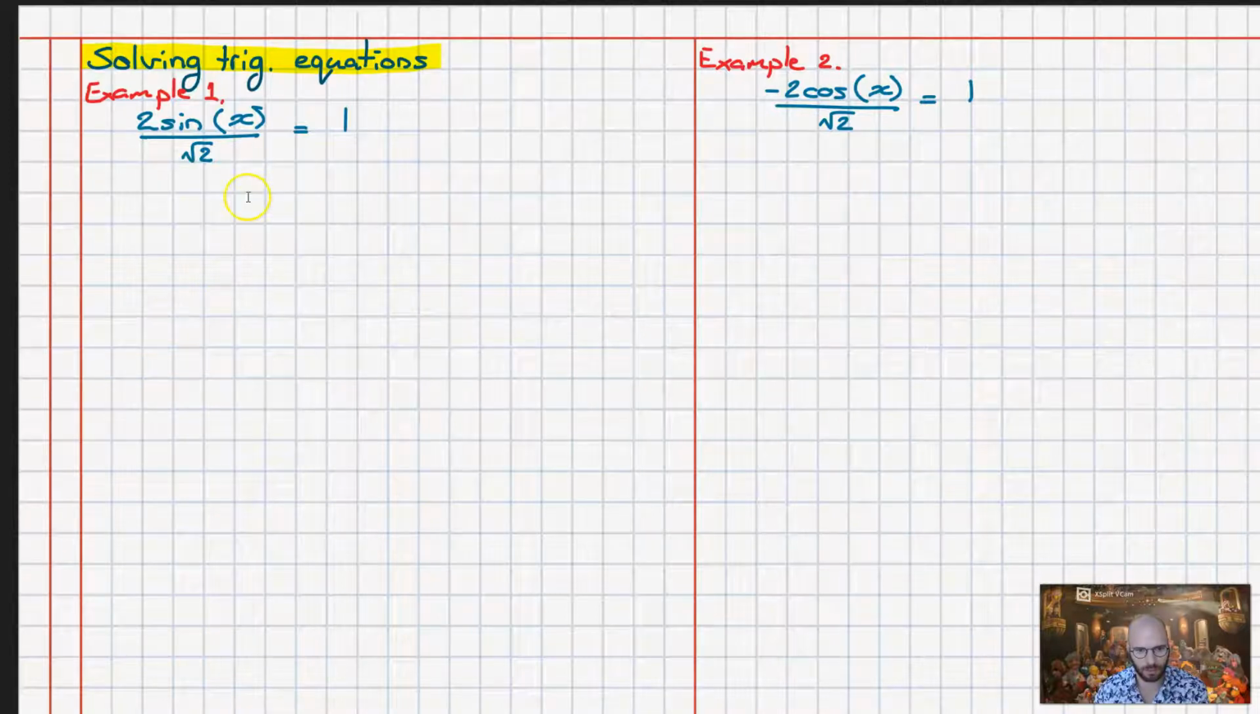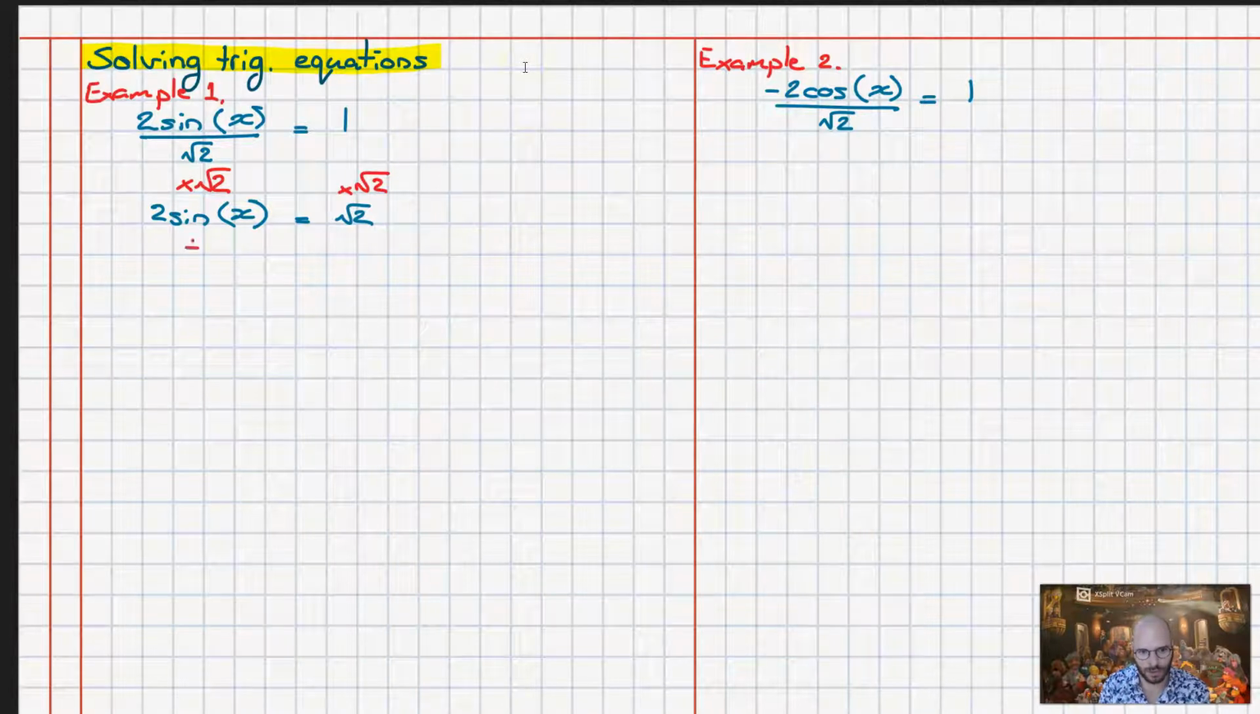Now, looking at example 1 here, we have 2 sine x divided by root 2, and it's all equal to 1. The first step in solving this sort of problem is we need to make sine x the subject of the equation. Doing that, the first step is we have to multiply both sides of the equation by root 2. That will yield 2 sine x equals root 2.